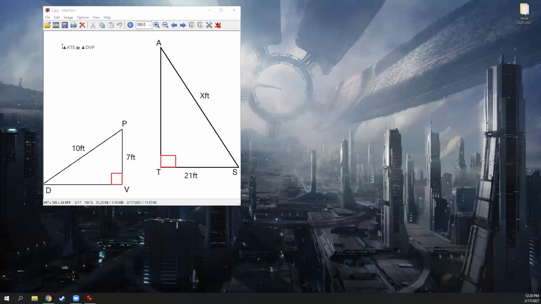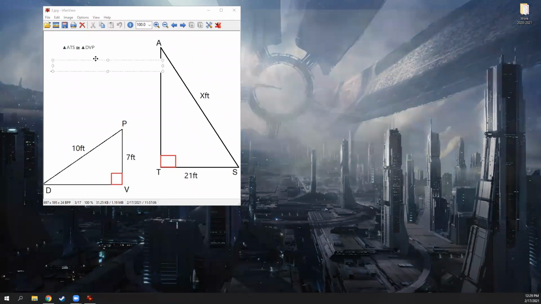So you're going to use the similarity statement again. Absolutely going to use the similarity statement. I'm just going to set this up now so that I don't have to do it later. You use the similarity statement to find your corresponding sides. We already know that 7 corresponds to 21 and 10 corresponds to x. So now all you have to do is be consistent. Do we want to put the big one on top or the big one on bottom? Whatever your decision is, you stick with it.